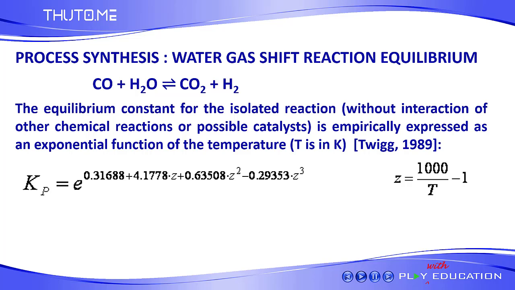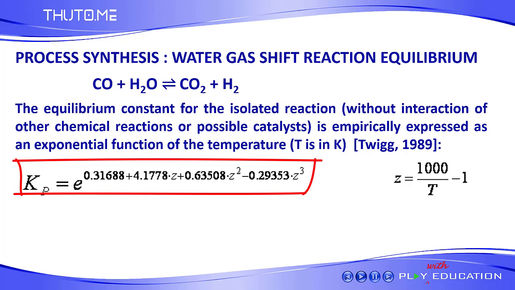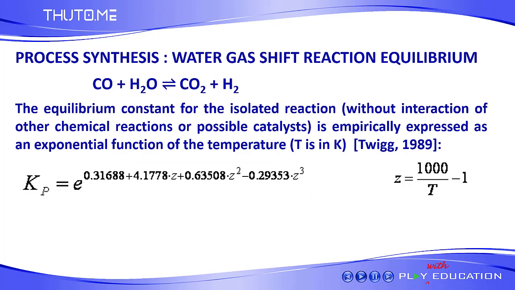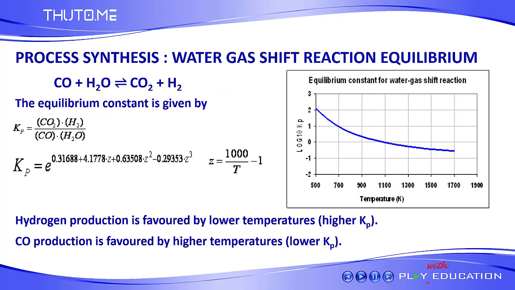Okay, the equilibrium constant for the isolated reaction of water gas shift, meaning that it occurs alone without the interaction of other reactions, can be empirically expressed by Twigg in the catalyst book, which was published in 1989, as the following expression, where it's basically an exponential function of temperature. Here we are using Z, but Z basically is a function of temperature.